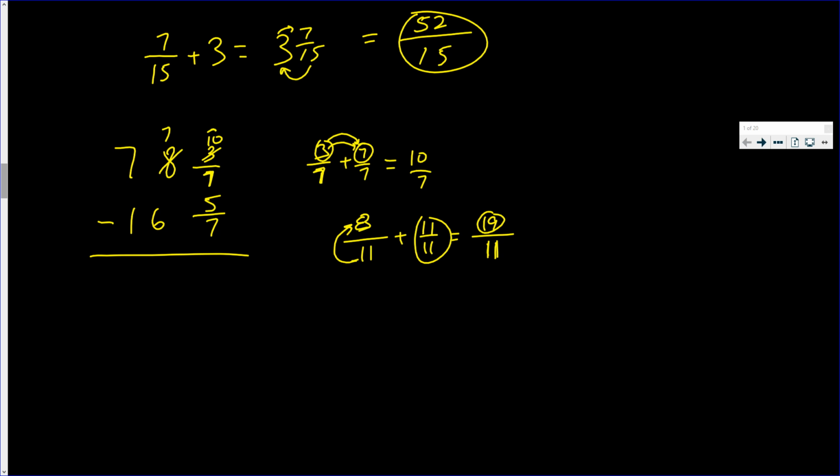Now that I have 10 over 7, I can take away just 5 of them. The 7 stays. 10 minus 5 is 5. 7 minus 6 is 1. 7 minus 1 is 6. And there is your answer. This is proper, so we are done.